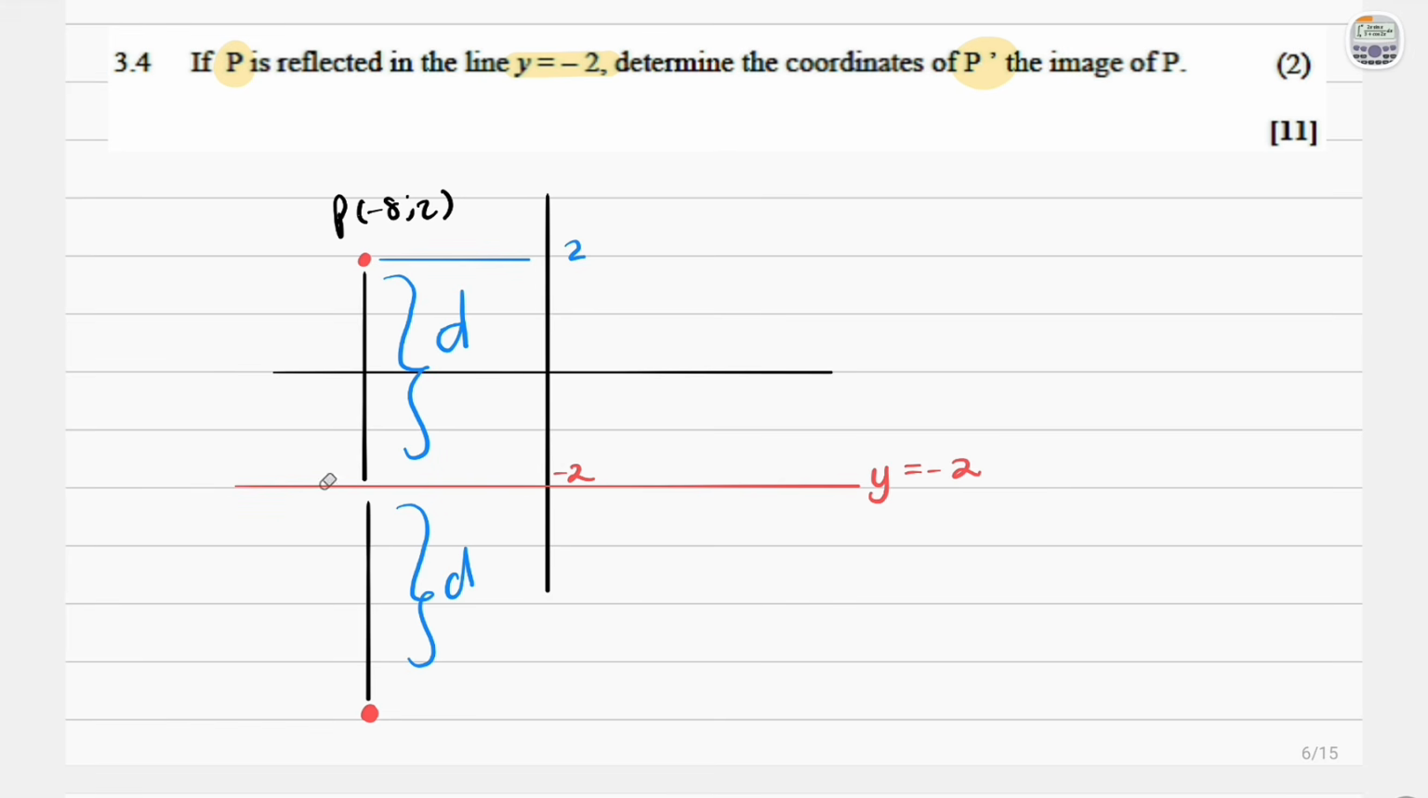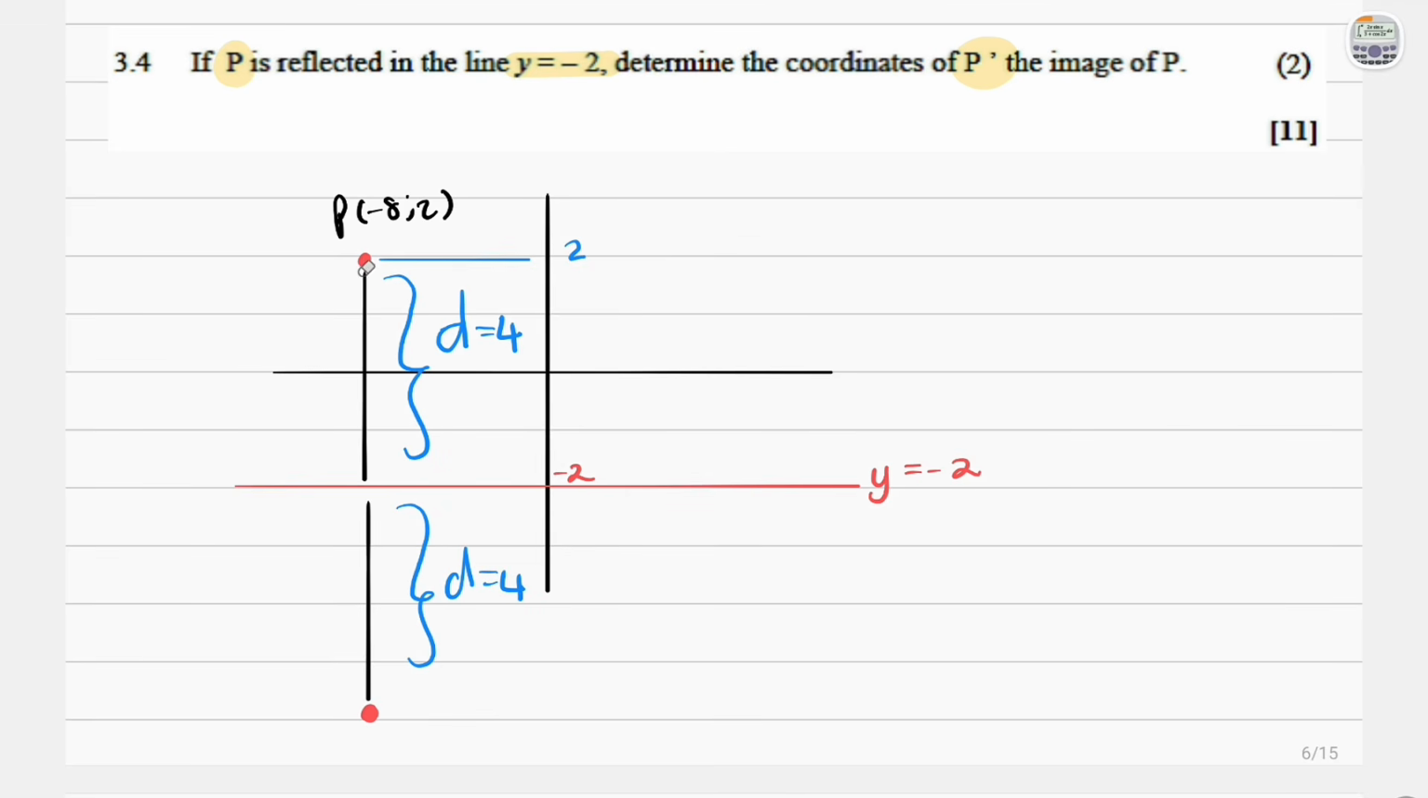So the distance between this line y equals -2 and this point P is what? That distance is, this is -2, this is 2. The distance there is 4. You can say 2 minus -2. But you can also see it as I went 1 unit up to get to 0, and then 1 unit and 1 unit to get to 2. So that's 4, right? 4 units. So the distance from this line to this new point will also be 4 units.